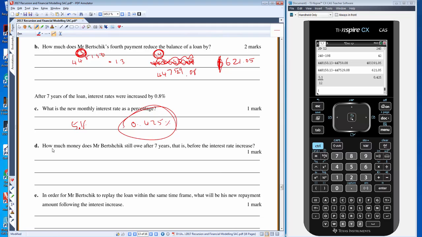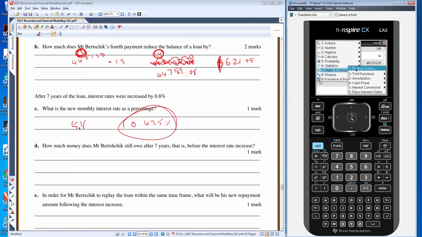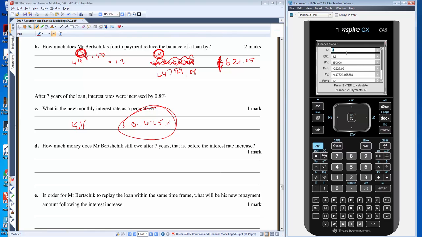How much money does Mr. Birchick still owe after 7 years, that is, before the interest rate increase? We jump back into Financial Solver, and 7 years is 7 lots of 12 payments at this rate. That means he'll still owe 389,904.14. I keep missing this extra digit. Those of you who used an unrounded payment here would have got, I think, 0.99 from memory.